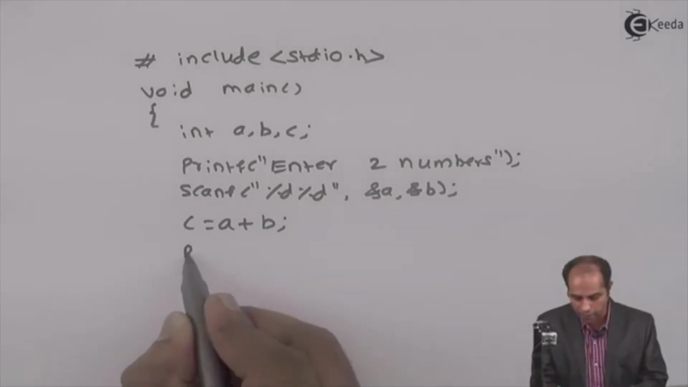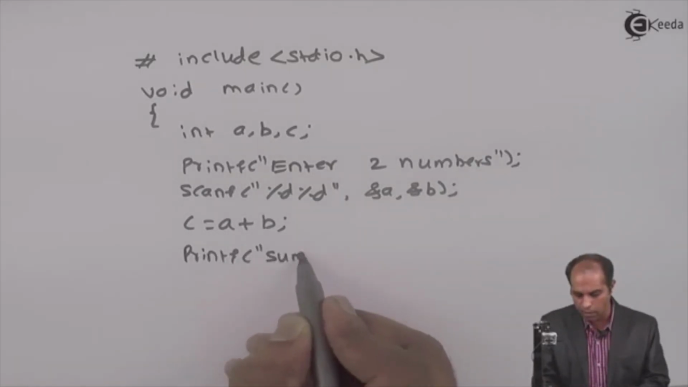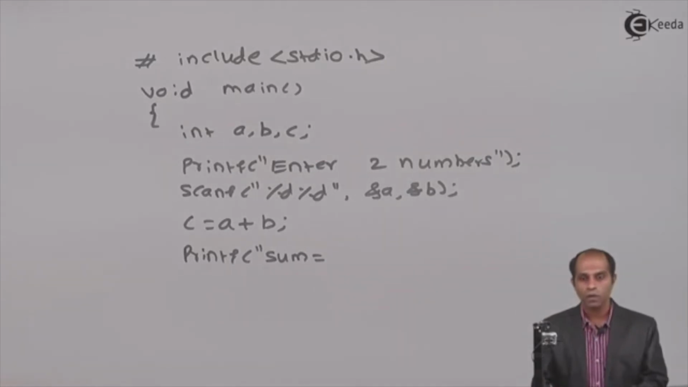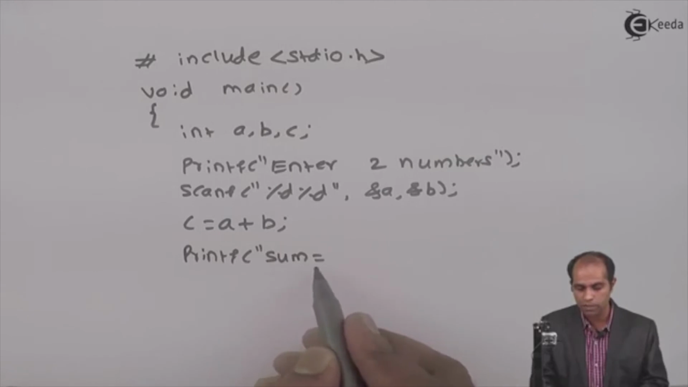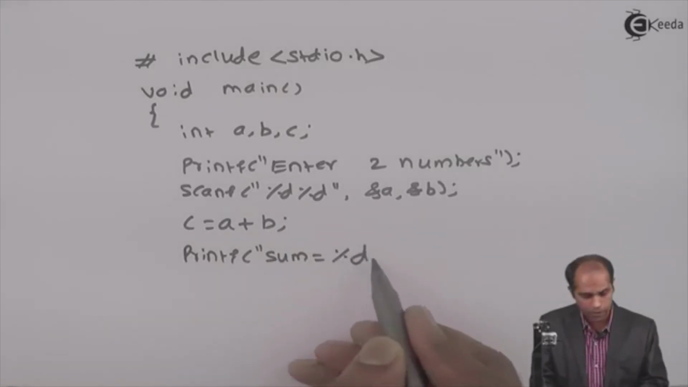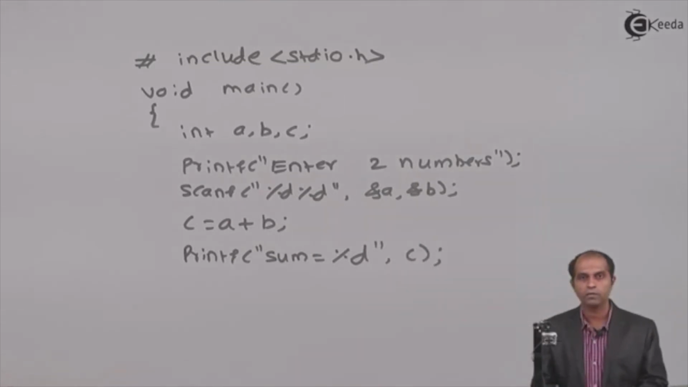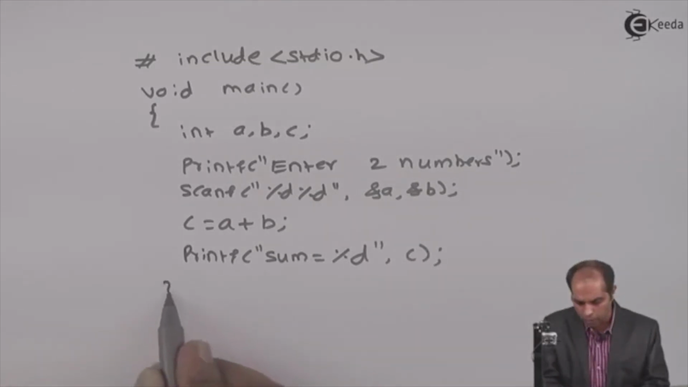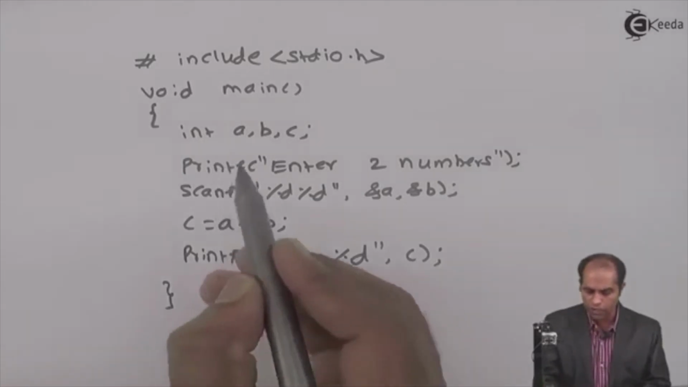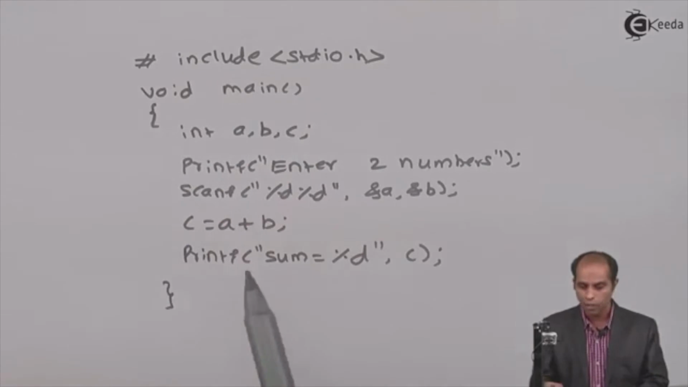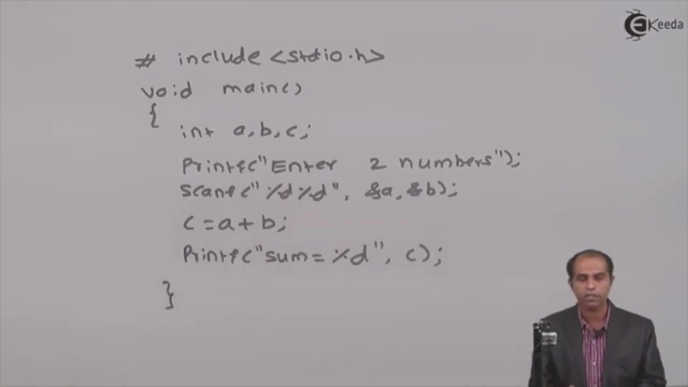I'll say printf, double quotes. Let's say this, sum equals to. Now, before displaying the value, it will display this particular message, sum equals to, followed by percentage %d comma c and a semicolon. And then we'll end this particular instruction. Now, whenever we use printf or scanf, it will always go to stdio.h. Whenever we use int a, b, c or these instructions, it will go for the declaration.